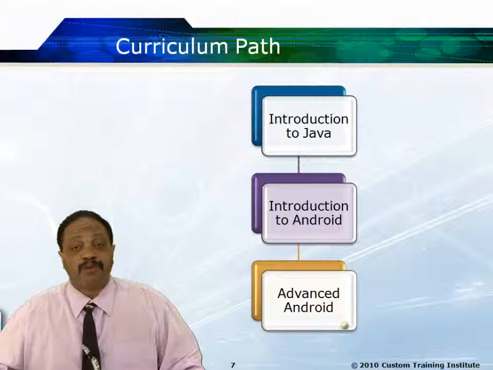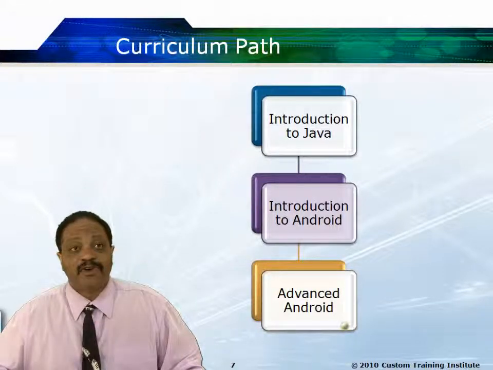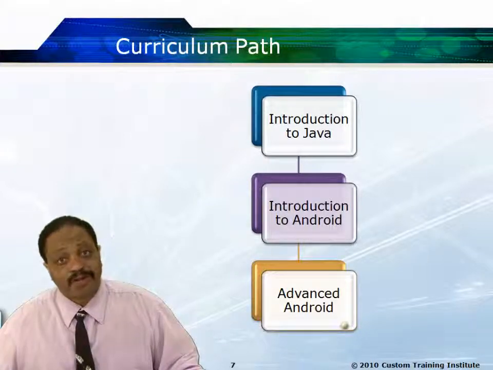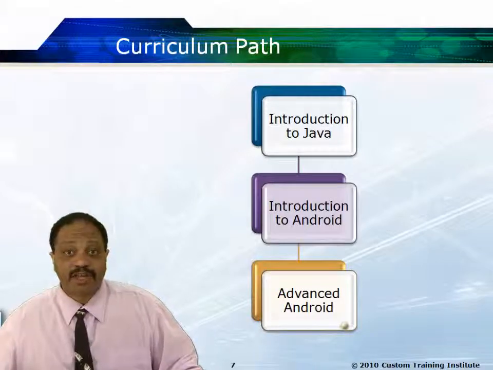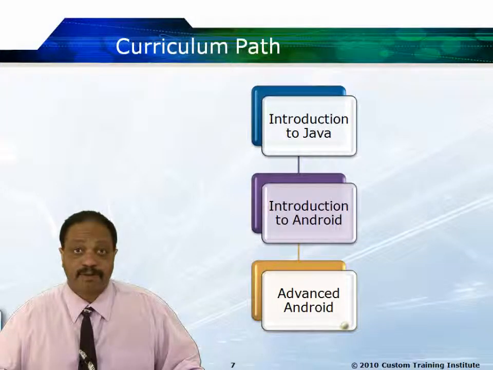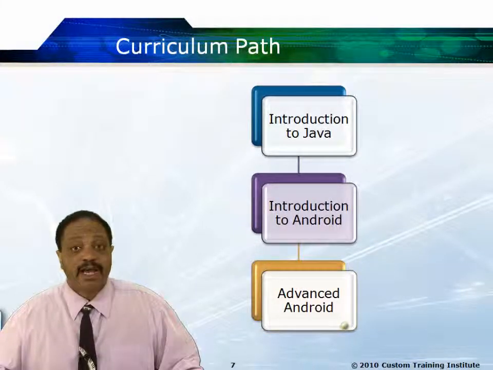Now, the appropriate curriculum path to take for this sort of stuff is we presume that you've had an introduction to Java already because we do most of our programming in Java. Then we presume that you've taken the Introduction to Android class. And this is the third course in our curriculum path. So we presume Introduction to Java, then Introduction to Android, and now you're in Advanced Android.